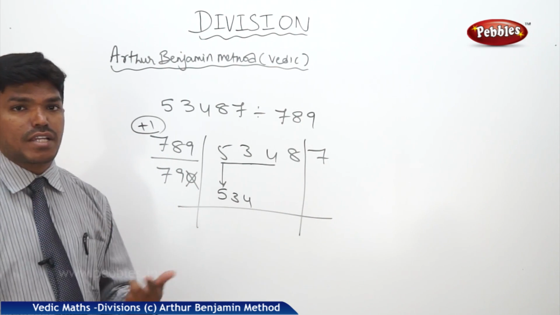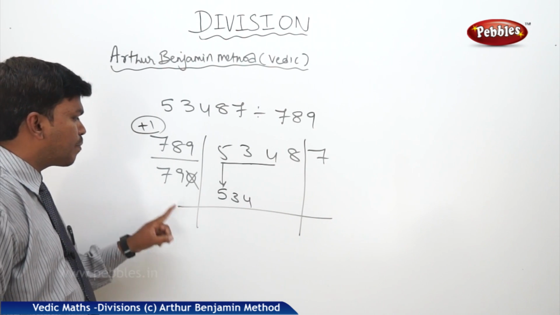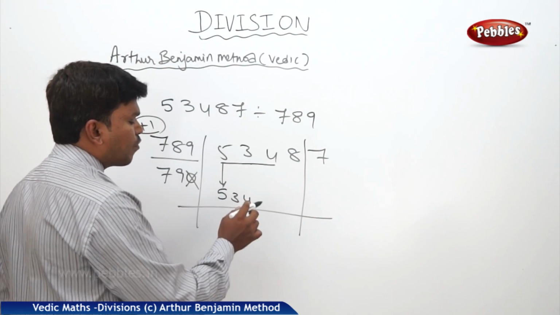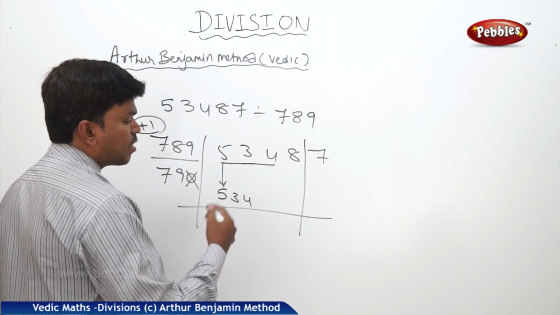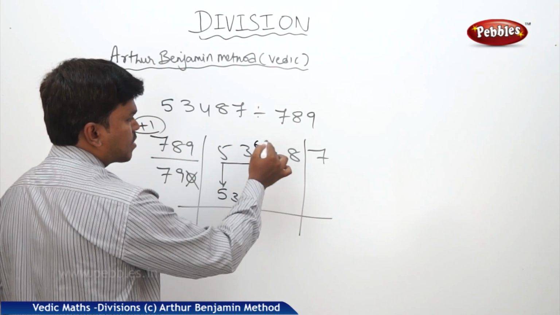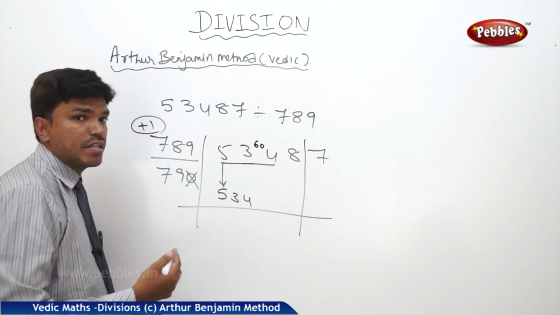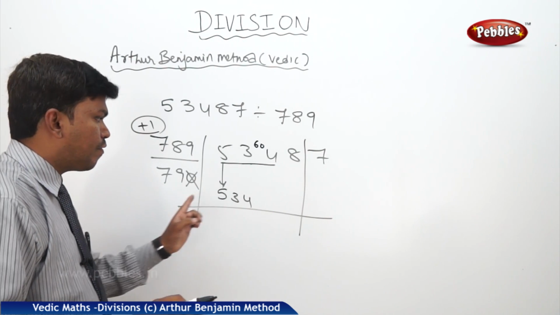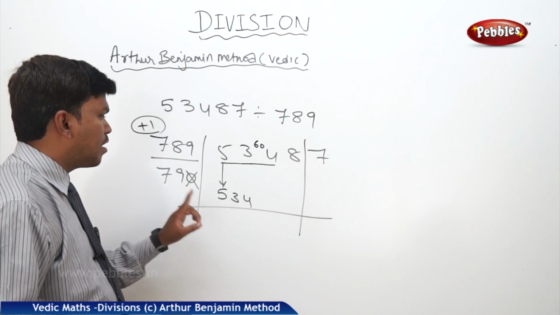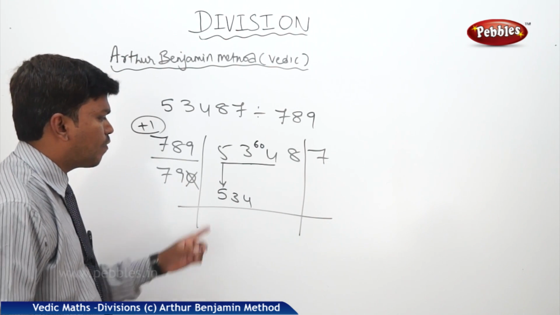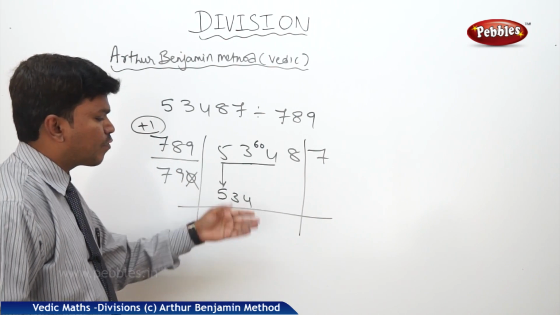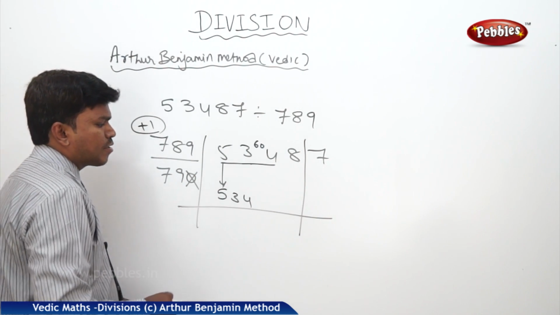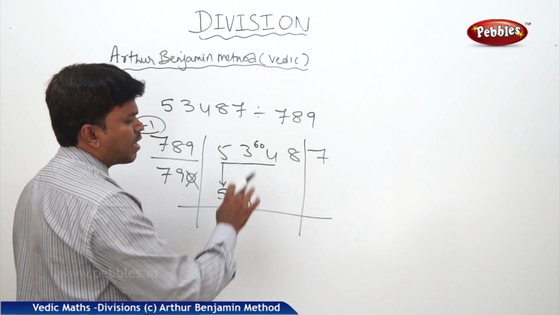So I will go for 79 6 times this time. 79 6 times is 420 plus 54, 474. So 534 minus 474. What is the remainder? It's 60. See, I am doing the calculations in the mind. You also do it in the same way. 534 minus 474: 4 minus 4 is 0, 53 minus 47 is how much? 6. So it is 60. So 60 is my remainder.